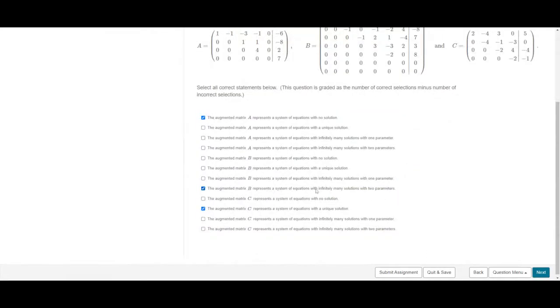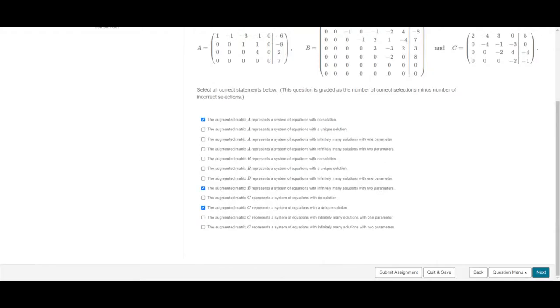The augmented matrix B represents a system of equations with infinitely many solutions and 2 parameters. How did I actually work that out? What is the thought process? Who can tell me? Come on, 17 people here. Hello? Come on, 7 variables, but only 5 equations. Not a bad idea, Steve.